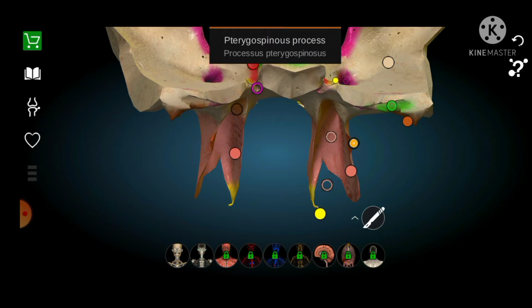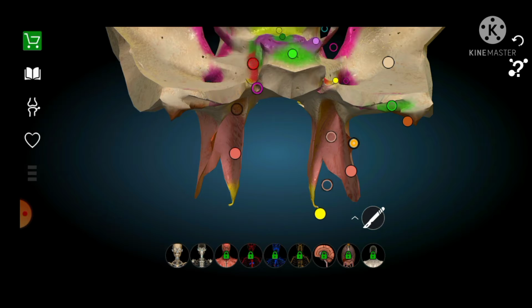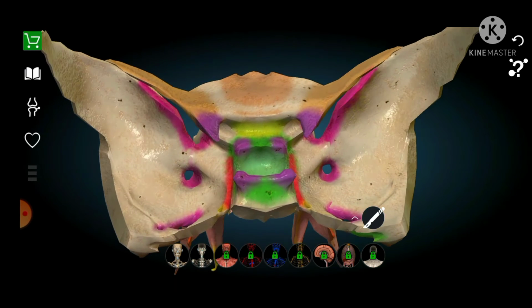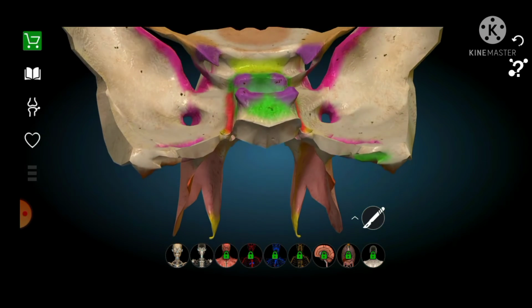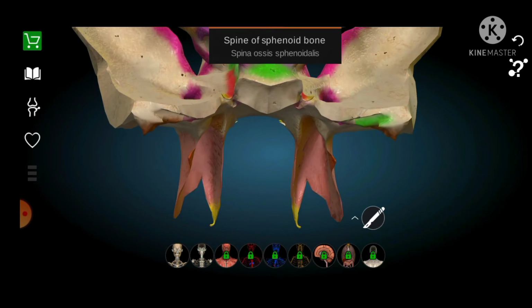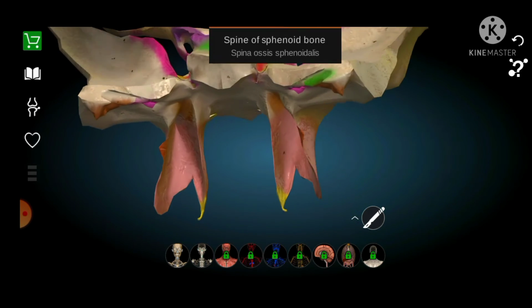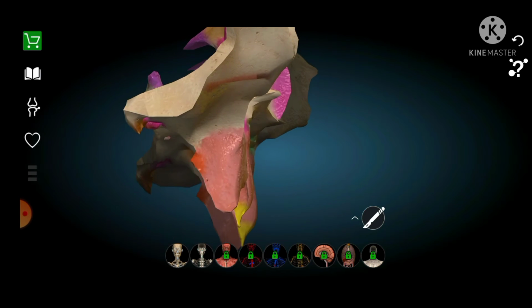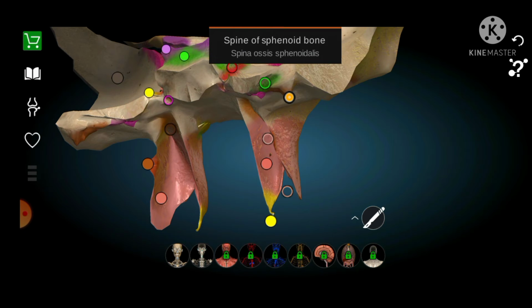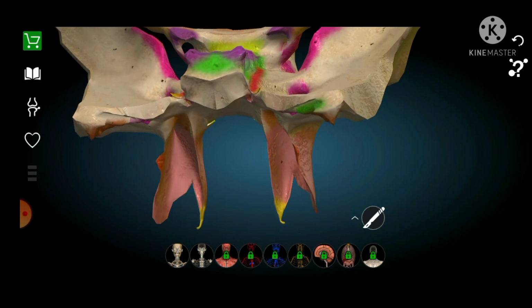This is the pterygospinous process. This is the pterygoid fossa. This is the sulcus of auditory tube. This is the spine of sphenoid, where the sphenomandibular ligament is attached.